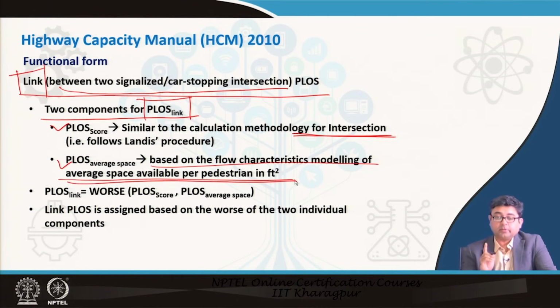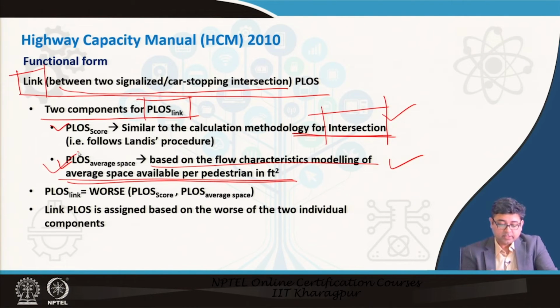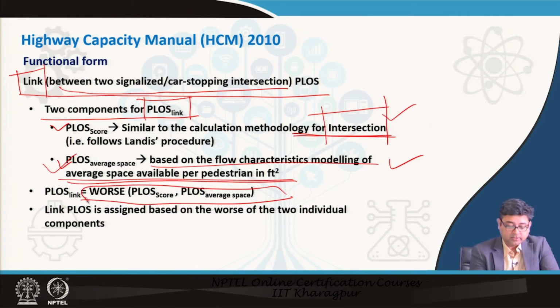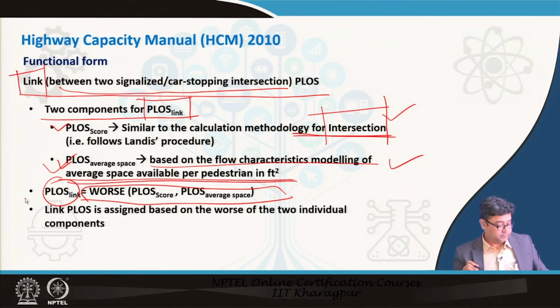Now, this also depends upon the average space. The minute you are talking about a link, a number of people would be walking, so the average space available for the people to walk also determines the pedestrian level of service score for the link. So, two elements: a pedestrian level of service score similar to the intersection calculation that we looked at, and the other one is the pedestrian level of service for the average space. Based on those two, the worst of that will give you the pedestrian level of service score for the link.